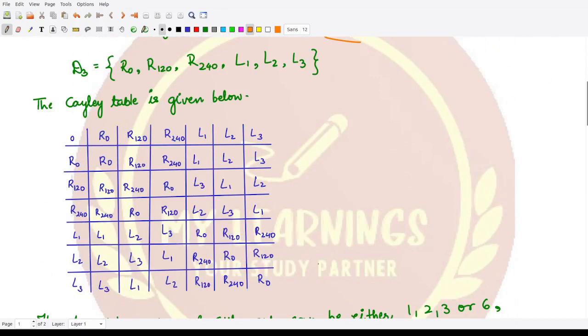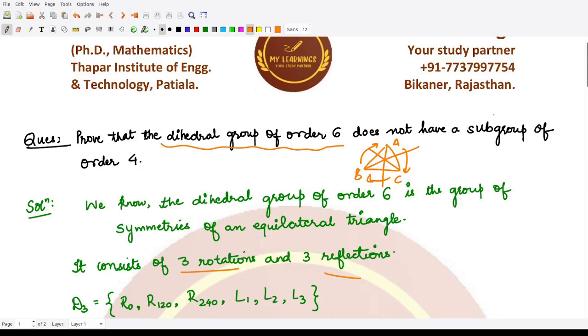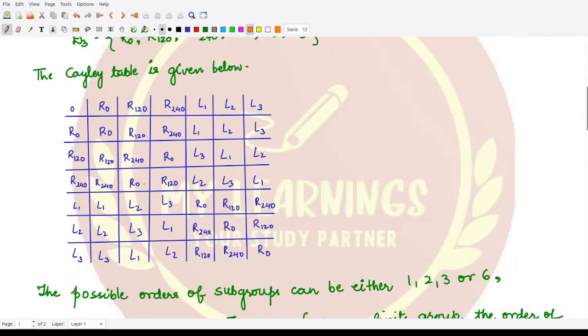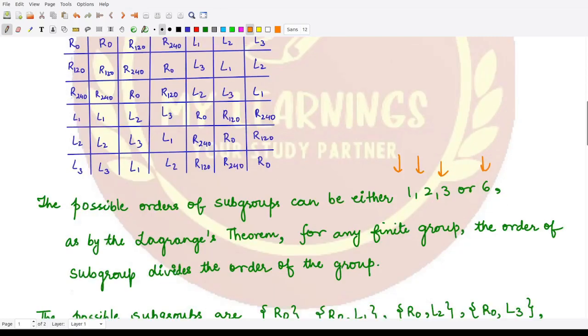Now we'll make use of this table and see whether we are able to find a subgroup of this group D3 having order 4, so that it contains 4 elements. So let's have a look here. The possible orders of the subgroups could be 1, 2, 3 or 6. Why? Because the order of the group is 6, and by Lagrange's theorem, for any finite group, the order of a subgroup divides the order of the group.